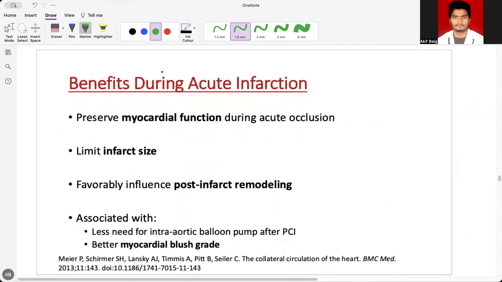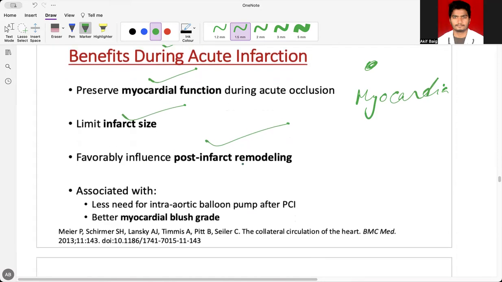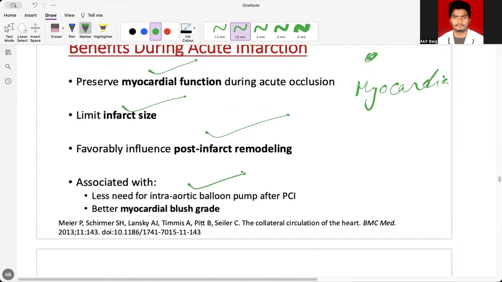So the benefit during acute infarction is that it preserves myocardial function, because even if there is complete occlusion, a lot of myocardium can be saved if there are a lot of collaterals present. It limits the infarct size, favorably influences post-infarct remodeling, and is associated with less need for IABP after PCI.